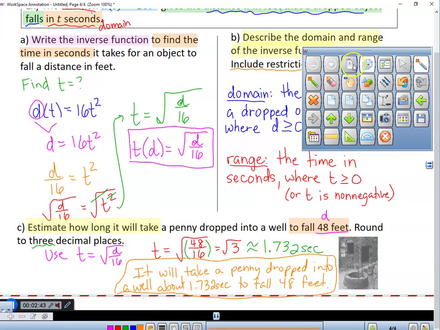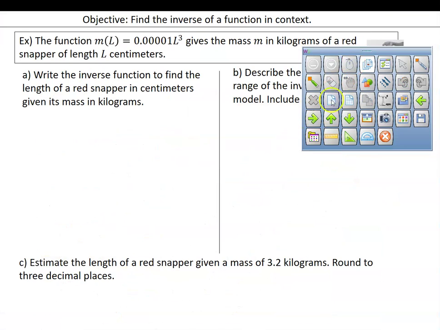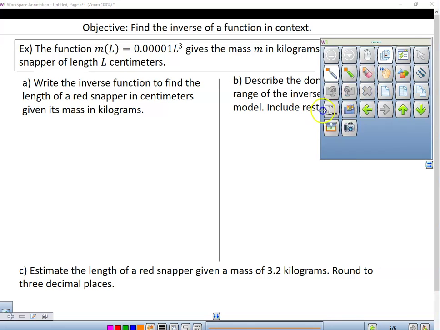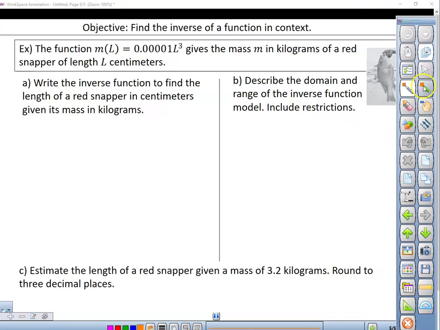All right, so we have a second example we're going to take a look at. So here we have this function m of L equals 0.0000001 L cubed. We have a cubic function here. And it gives the mass m in kilograms of a red snapper, which is a fish, if you didn't know that. And there's a picture over here of one. M is our mass, and so this is our dependent variable. And then it's dependent upon the length of the fish, the snapper, in centimeters. That's our L right there.